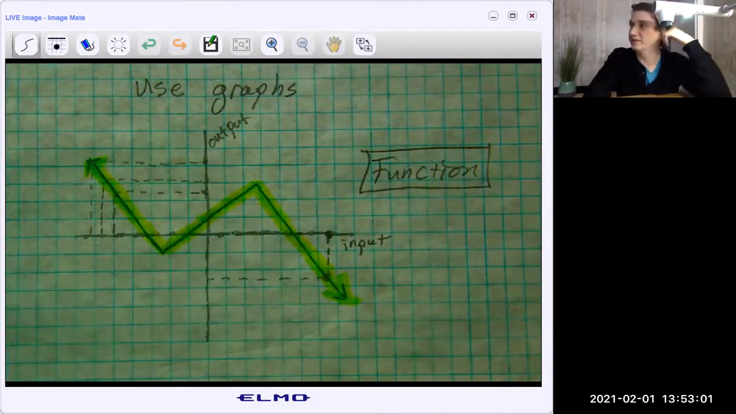Okay, let's go back to the Desmos. We'll talk more about the pencil thing in a second. Let's go back to the Desmos and let's try to use our notes now.